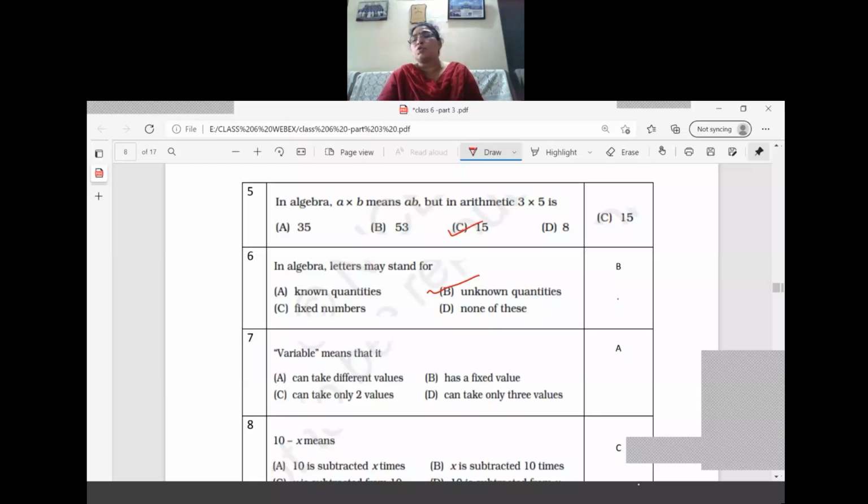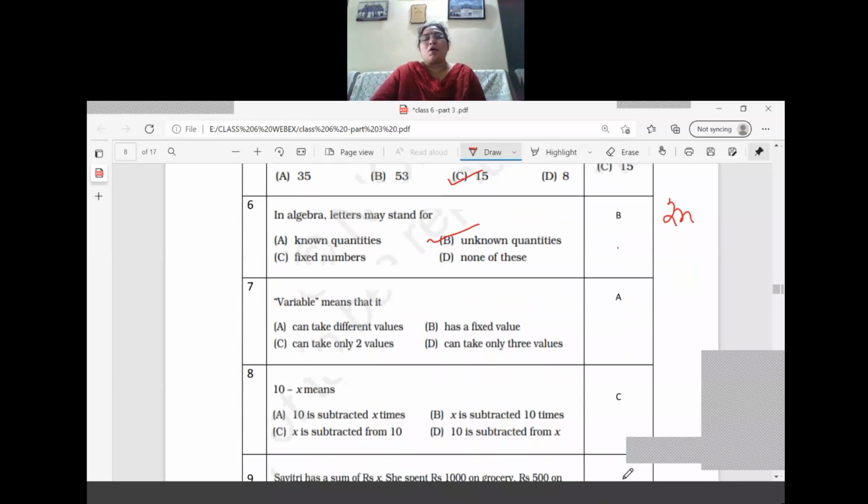Now variable means what in algebra? It can take different values, it has a fixed value, it can take only two values, or it can take only three values. It can take any different values. We have solved for the 2n multiplication table. 2n is an example. When n is a natural number, n is 1 means 2 into 1 is equal to 2, 2 into 2 is equal to 4, right? Like that we will get 2 into 3 is equal to 6. So it can take any number of different values.